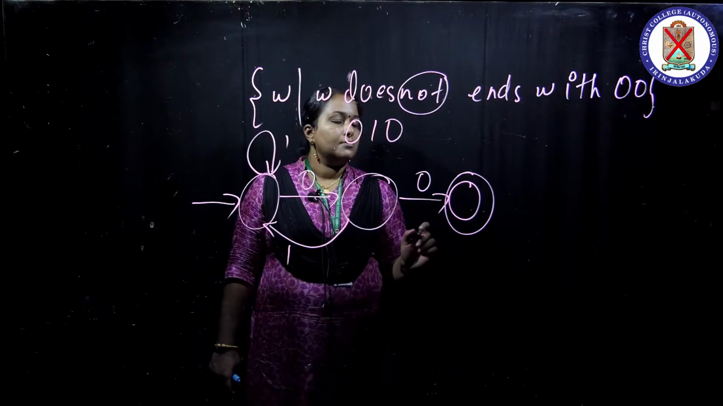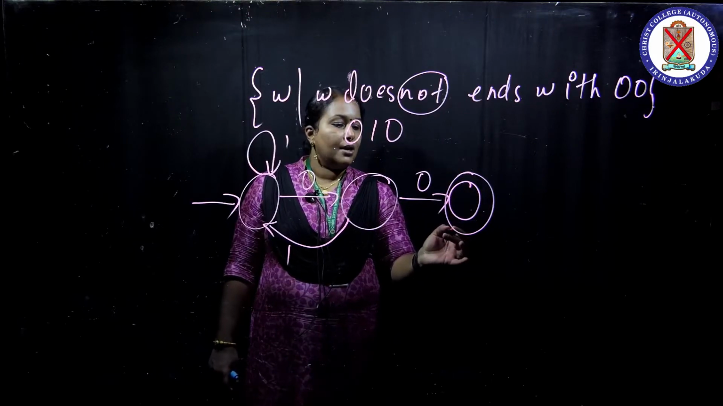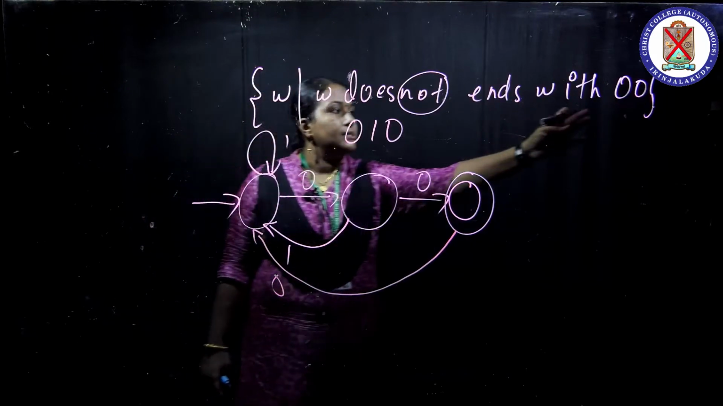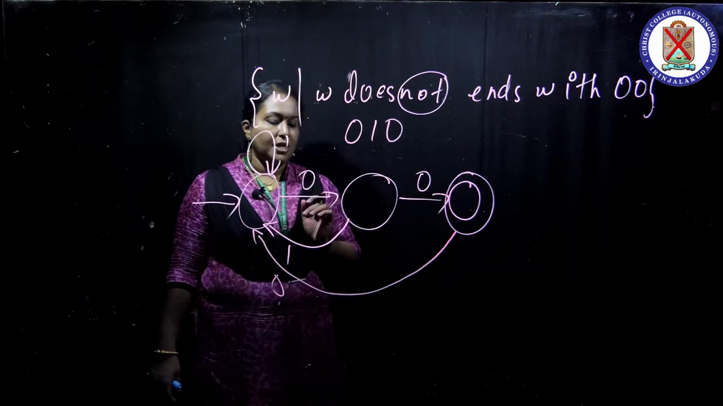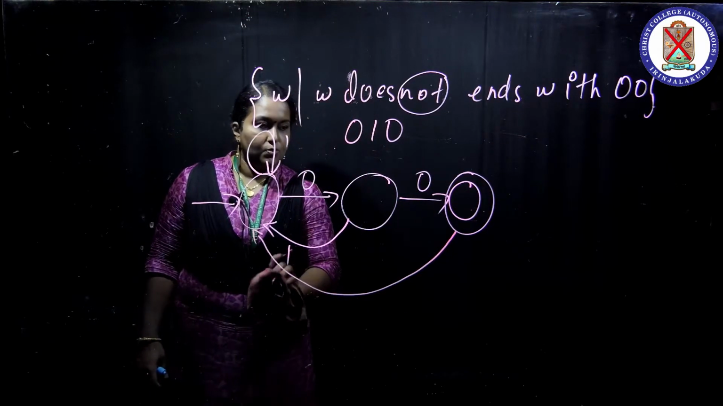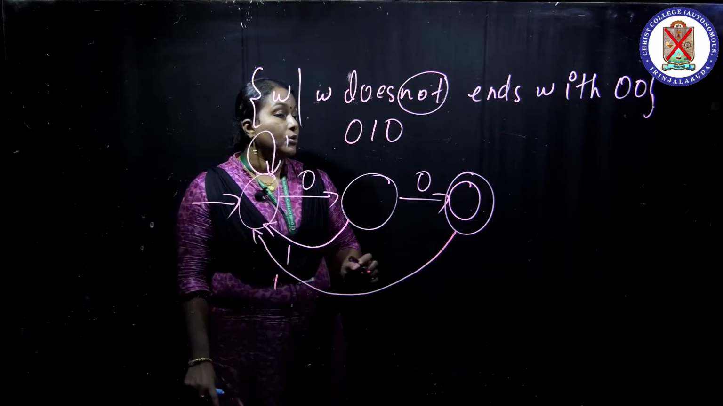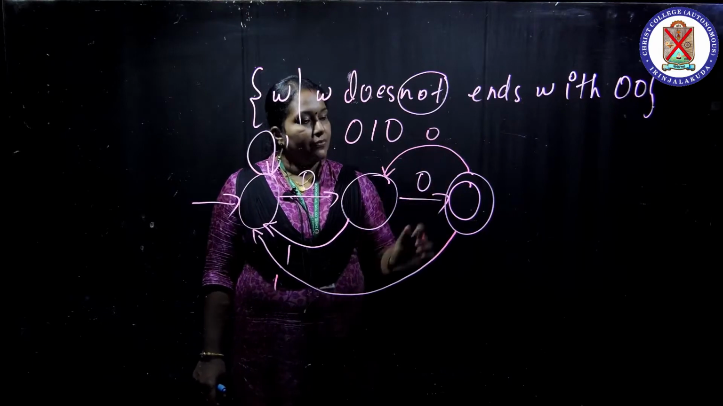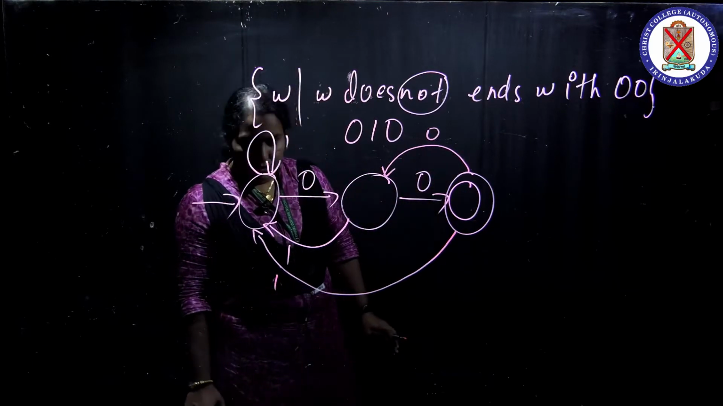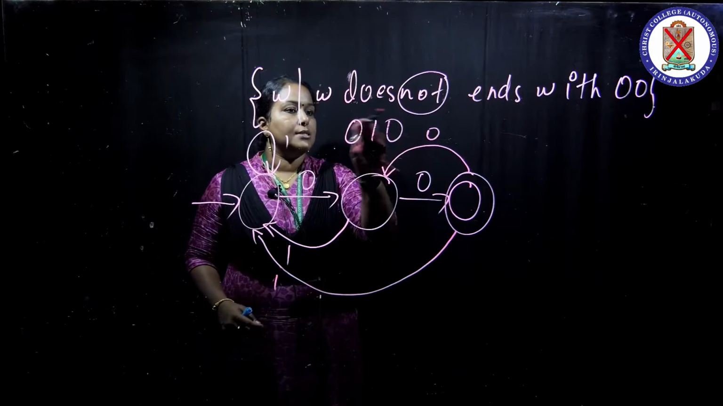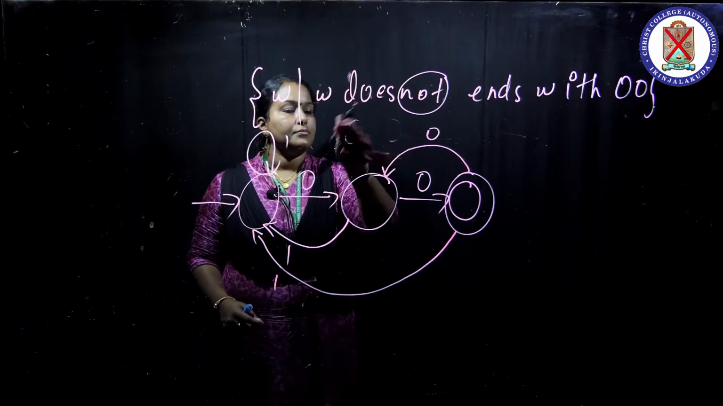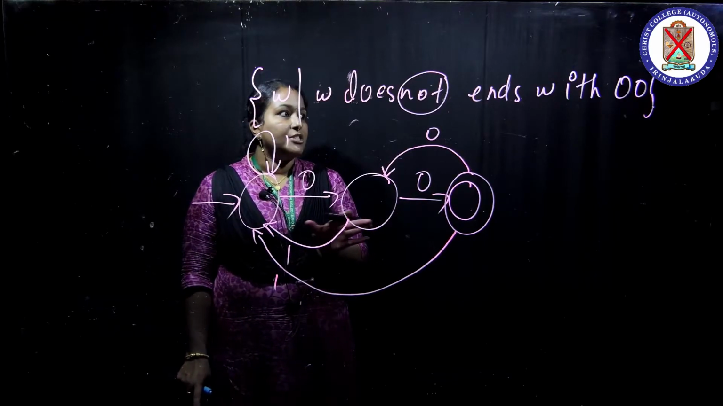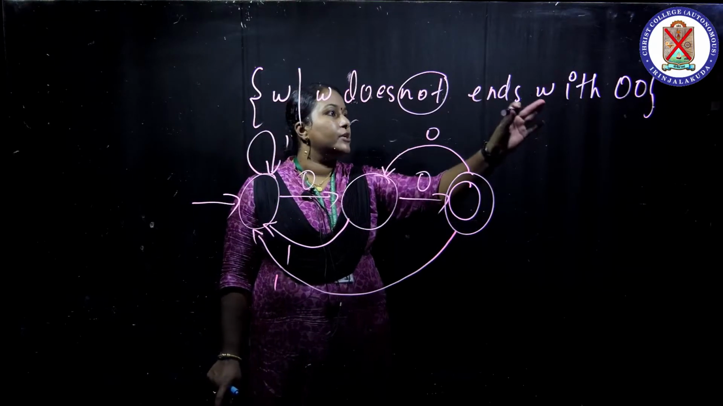And here if 1 comes, what will happen? Again we must move back, because our pattern is 0 0. This pattern must be matched. Sorry, here it is 1. If 0 comes here, what will happen? If 0 comes here, better move to the previous state, because we are checking for an even number of zeros. So this is the DFA which accepts the string 00.